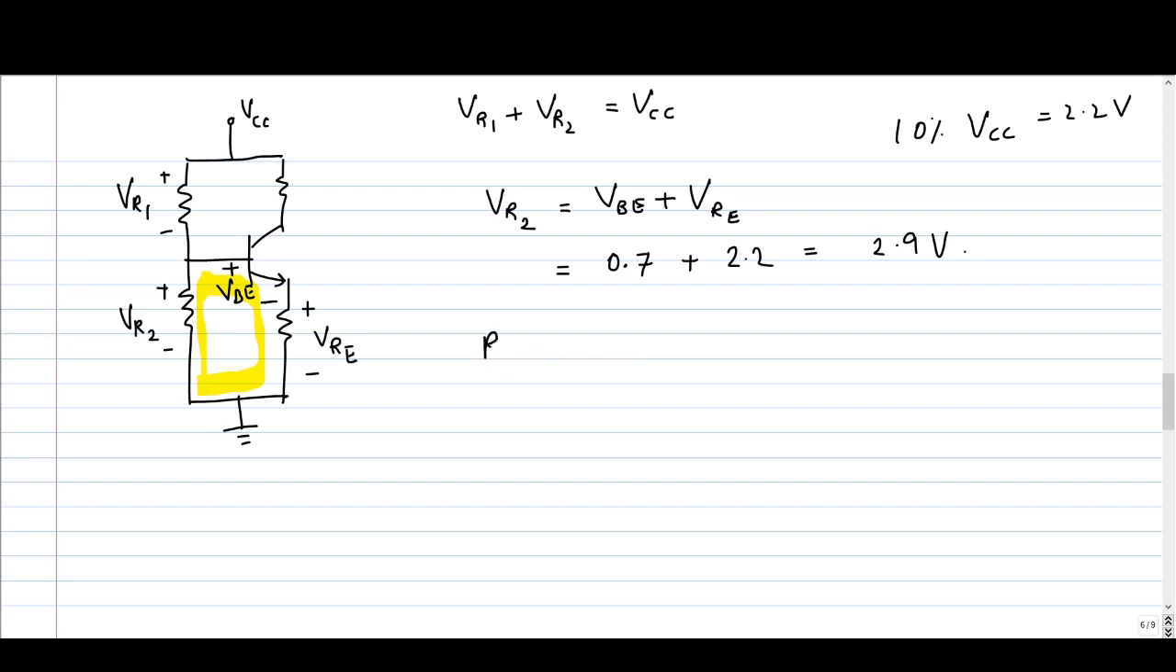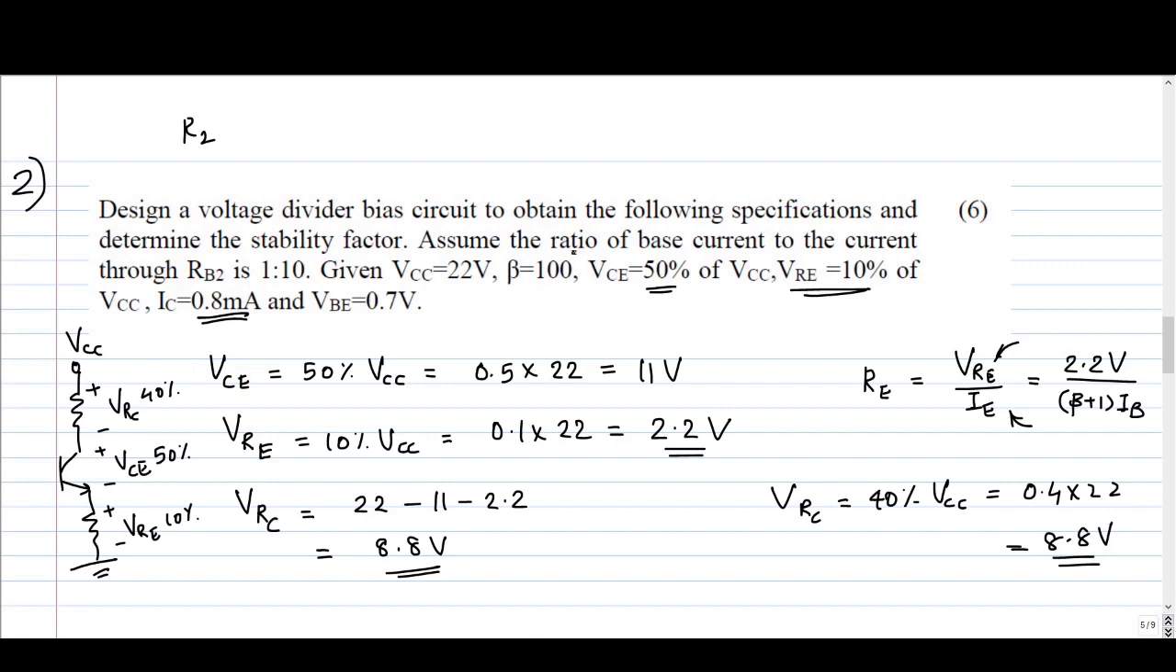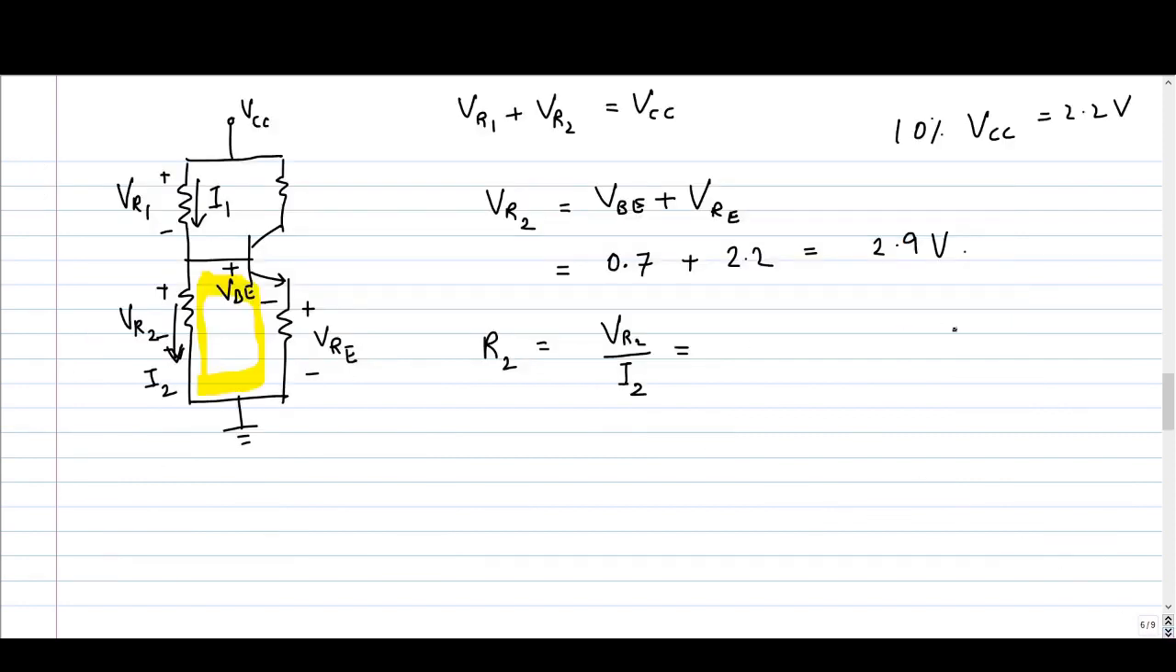Now to calculate R2, what you need, VR2 divided by current through R2. Suppose the current through R2 is I2. Suppose this is the current I2, and suppose current through R1 is I1. So we need the value of I2. So what is I2? If you go to the question, you can see that ratio of base current to current through R2 is 1:10. So I2 is 10 times IB.